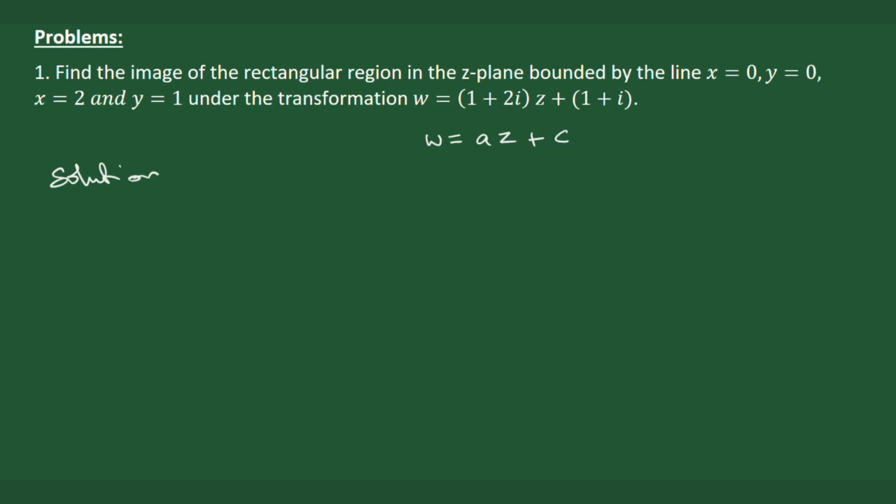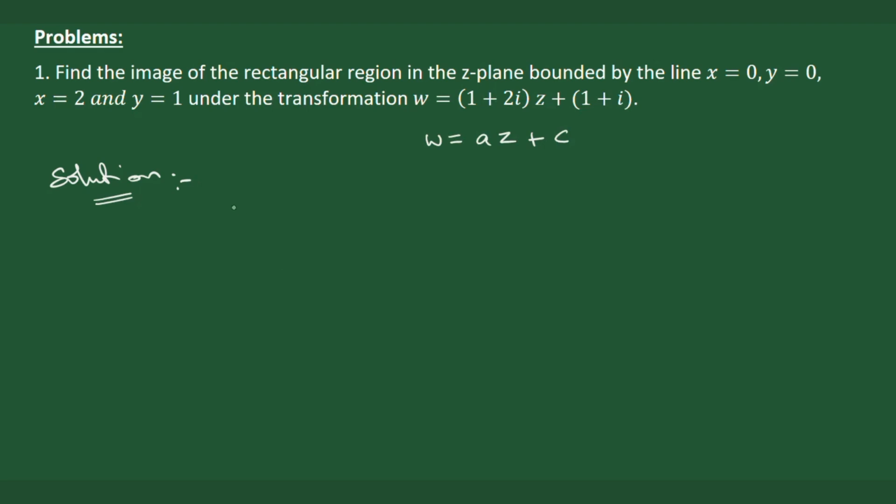First we have to consider the values. The diagram in the z plane is a rectangular region, bounded by x = 0, y = 0, x = 2 and y = 1. So first let us form a rectangle in the z plane. Based on that we have to consider the transformation.